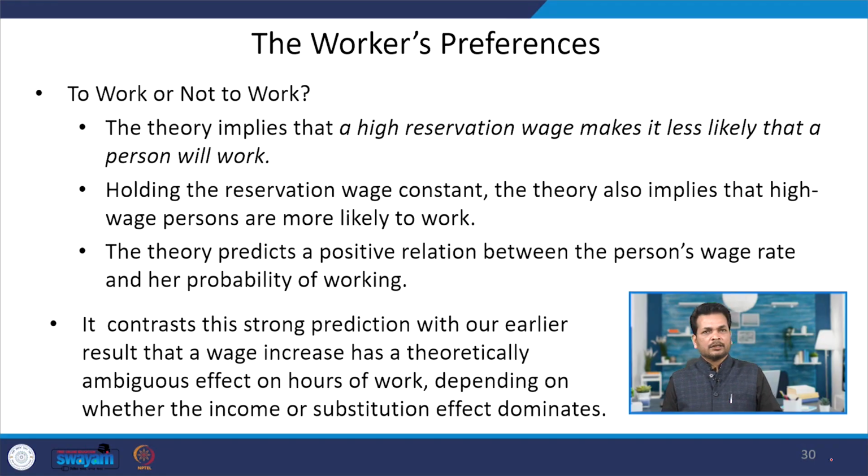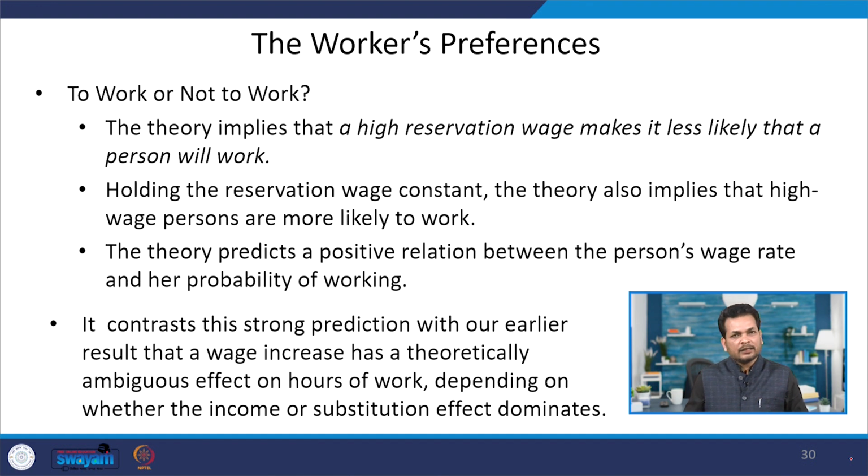So, the theory implies that a high reservation wage makes it less likely that a person will work. Each individual has their own reservation wage. So, if the reservation wage for the individual is high, it is less likely that the worker will work at a low market wage rate. So, holding the reservation wage constant, the theory implies that high wage persons are more likely to work. The theory also predicts a positive relationship between the person's wage rate and her probability of working.